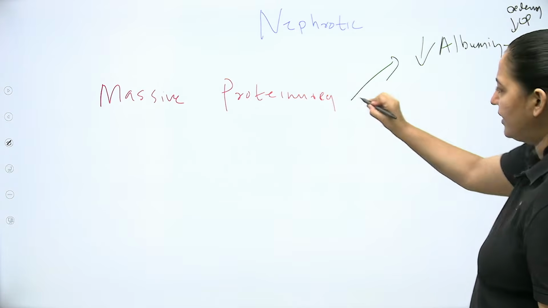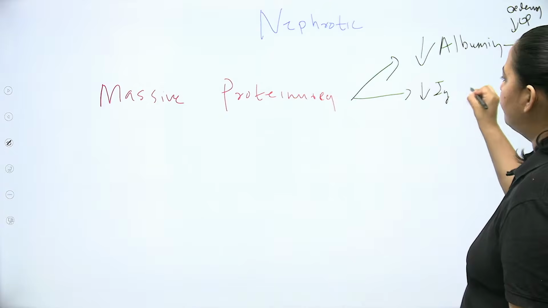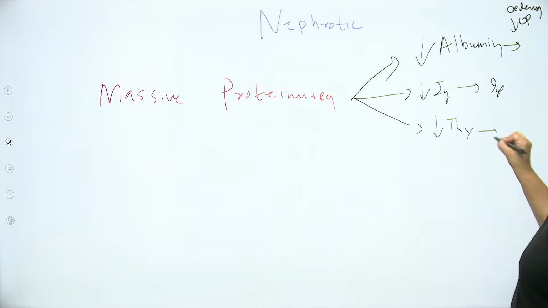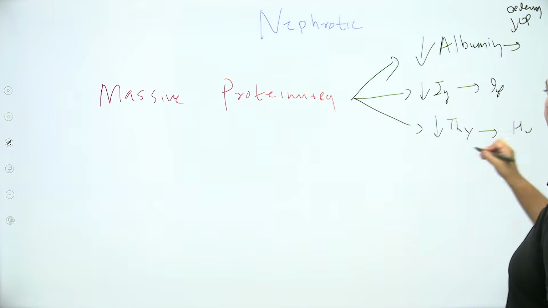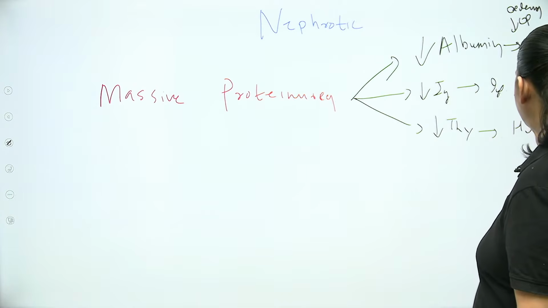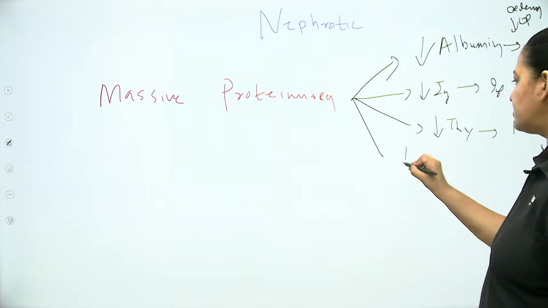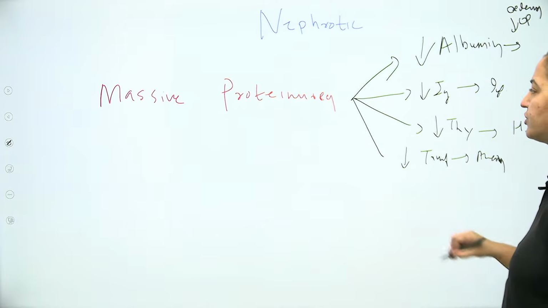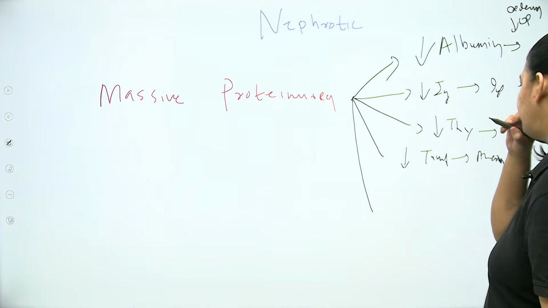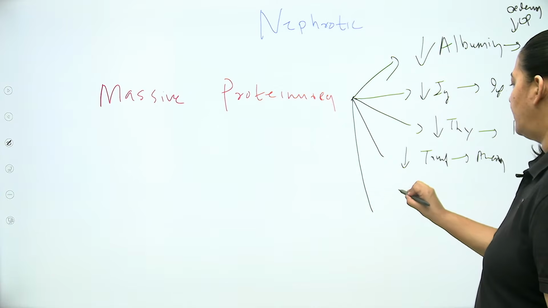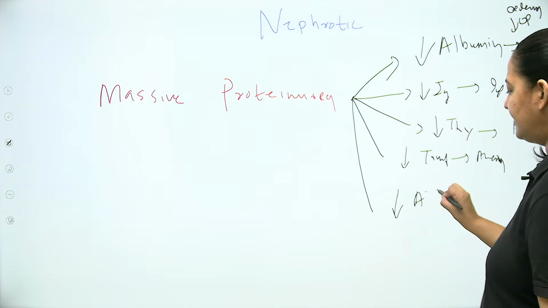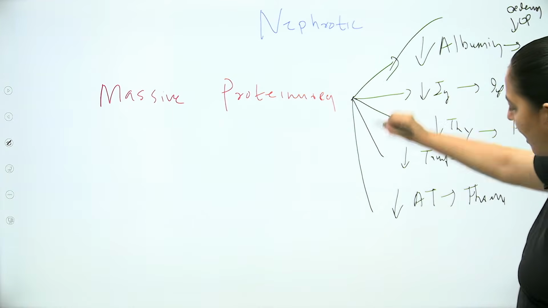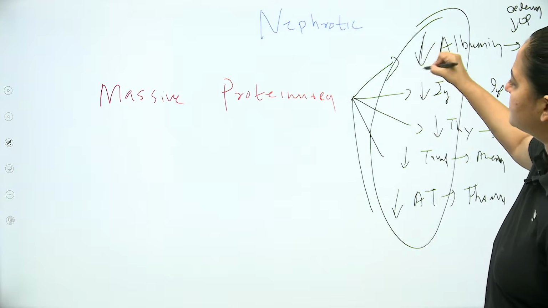These are the consequences. Not only this, the patient has reduced immunoglobulin, which leads to infection. Not only this, the patient has reduced thyroxine, because of which the patient has hypothyroidism. The patient has reduced transferrin, because of which the patient has anemia. What other proteins were there? The patient has reduced antithrombin, because of which the patient has more chances of thrombus formation. So all these proteins are lost in the urine. That's why their concentration is reduced.